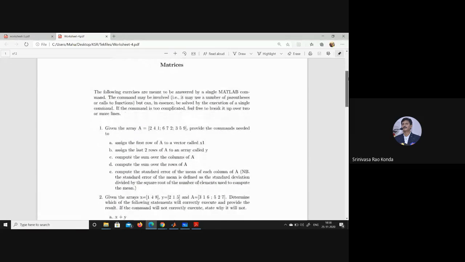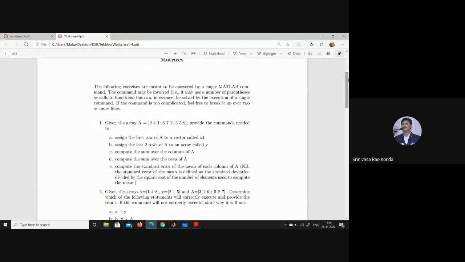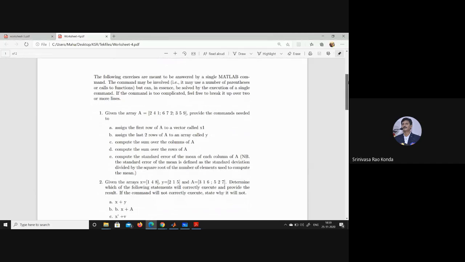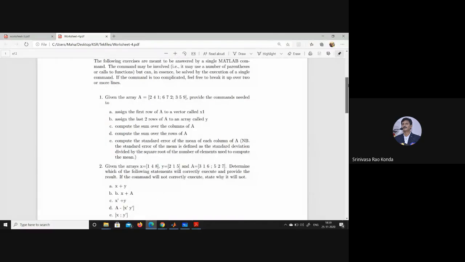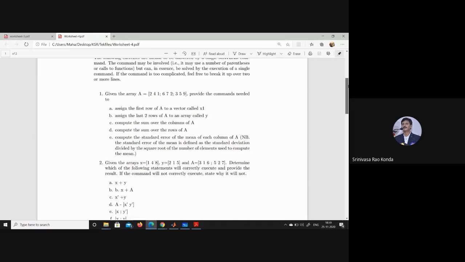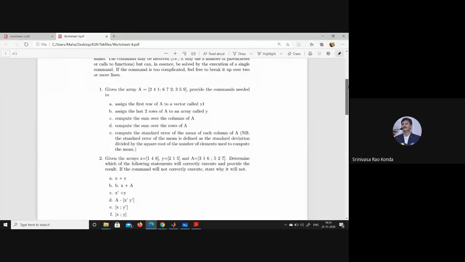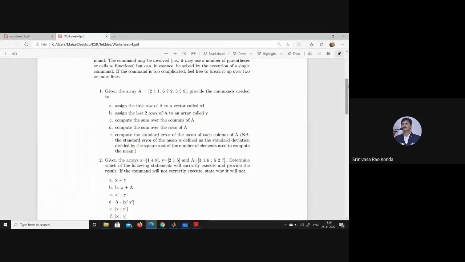Assign the first row of A to a vector called x1. x1 is equal to A of 1 comma colon. Assign the last 2 rows of A to an array called y. Y is equal to the last two rows, which means rows 2 and 3. Compute the sum over columns of A. Okay, these are different commands.